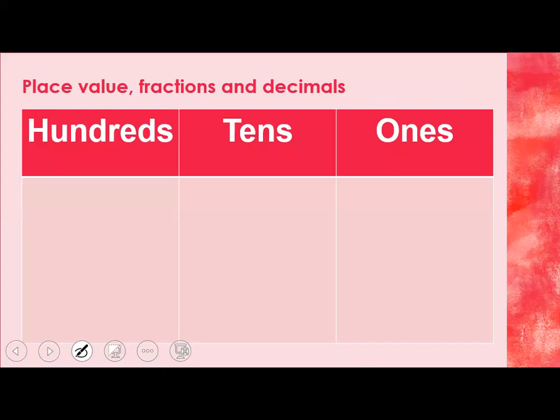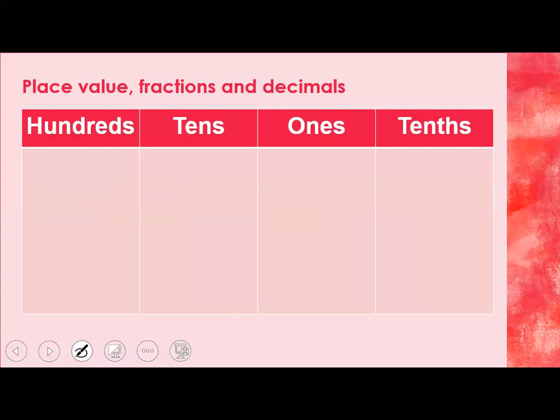Okay, let's have a quick look at this place value chart, and it's going to help us with fractions and decimals. If we have a place value chart like this, this is a whole number. Now we're super confident with these. If I've got 300, 4 10s and 1 1, I have the number 341. I absolutely know that. I've got no fractions, I've got no decimals, I've got nothing like that.